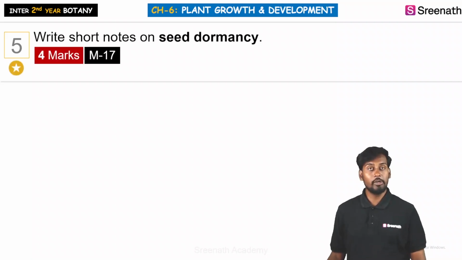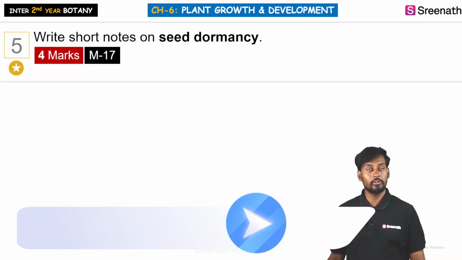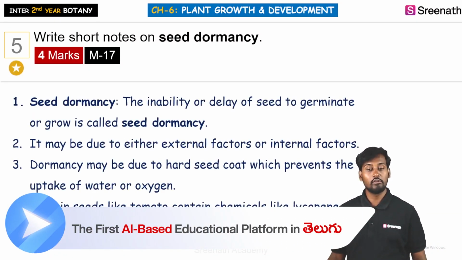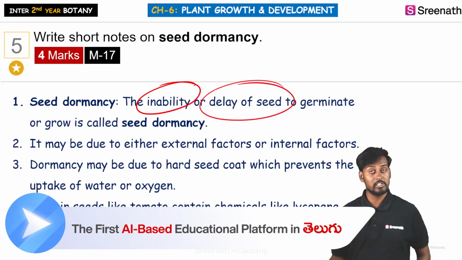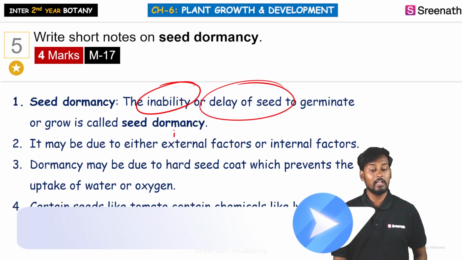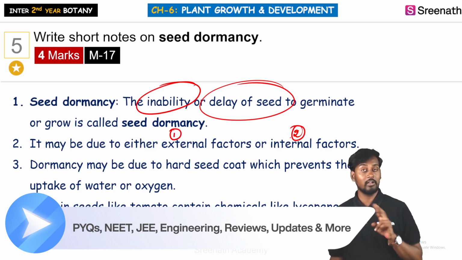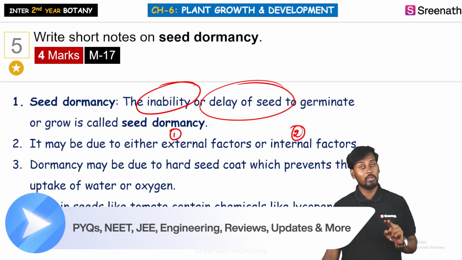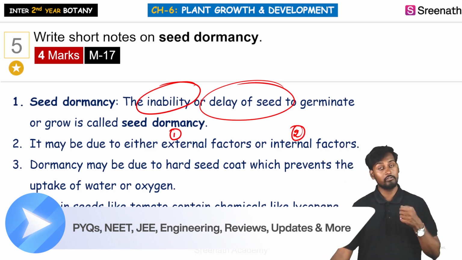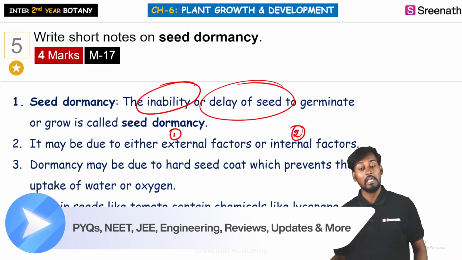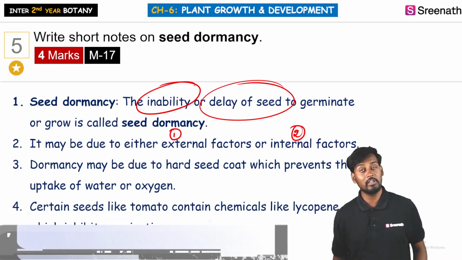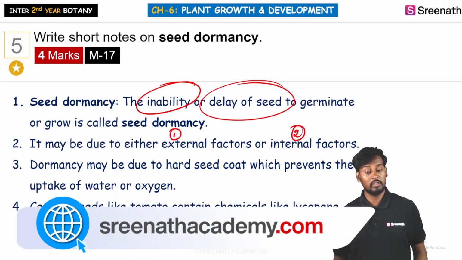So coming to the fifth question, that is write down a short note on seed dormancy. Seed dormancy is nothing but any inability or delay in seed germination. So when we talk about seed dormancy, generally we can consider two different kinds of factors. One is external factors and one is internal factors. It may be the external or the internal factors which are responsible for the inability or the delay of seed germination, which is called seed dormancy.